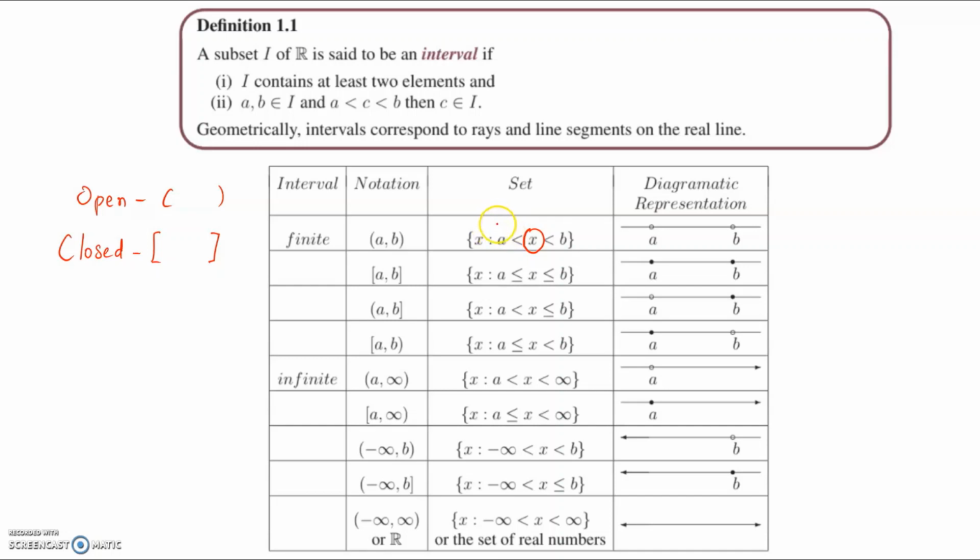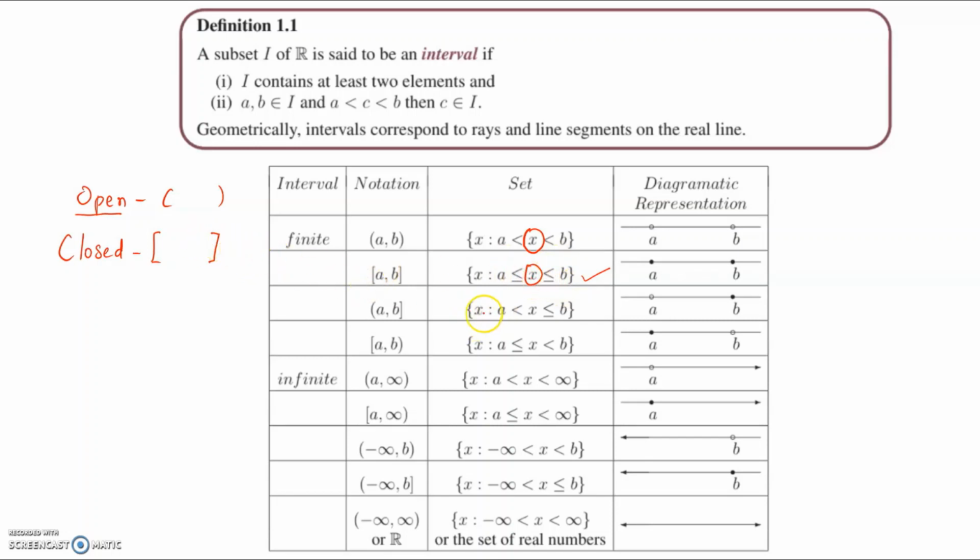It can be 0.999999999. It never touches a. It's just a little away from a. So we can't give a specific value for it. So that's why it's called an open interval. Whereas in the second case, you see here, x is between a and b, and it can be a, it can be b. That means the interval begins with a and it ends with b. So this is called a closed interval.